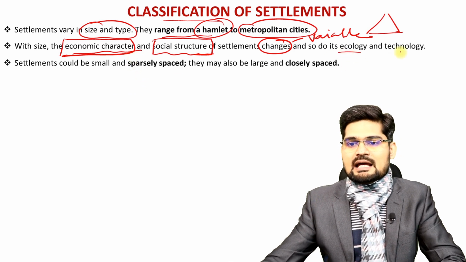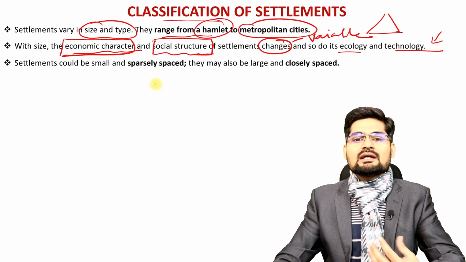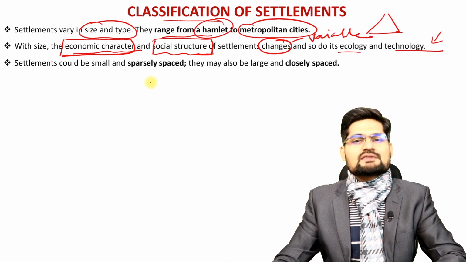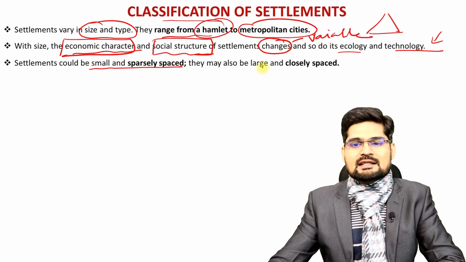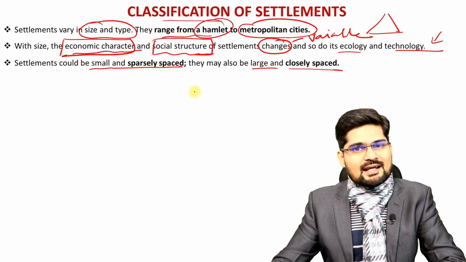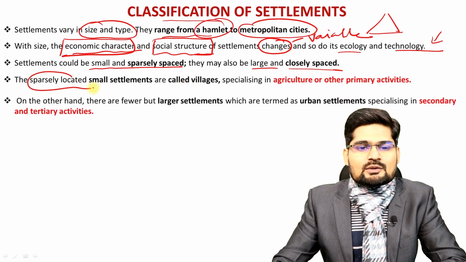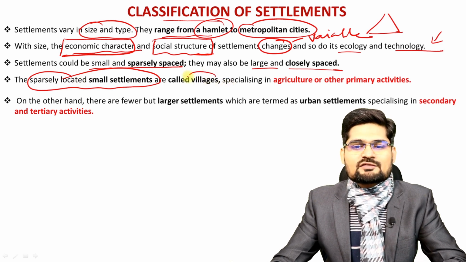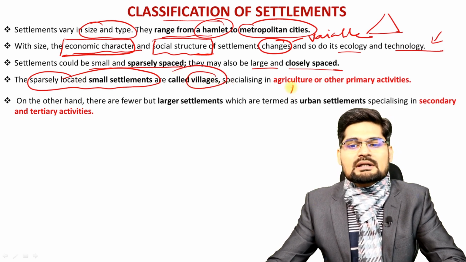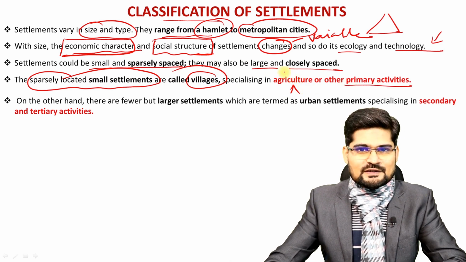So ecology and technology is something we need to take care of when we are talking about the various classifications of settlement. For instance, settlements could be small and sparsely placed. They may also be large and closely spaced, right? If you observe further, sparsely located small settlements, which we know by the name of isolated settlements, hamlets, villages, specialize more in agriculture and primary activities, right? In economic geography also we looked at it.